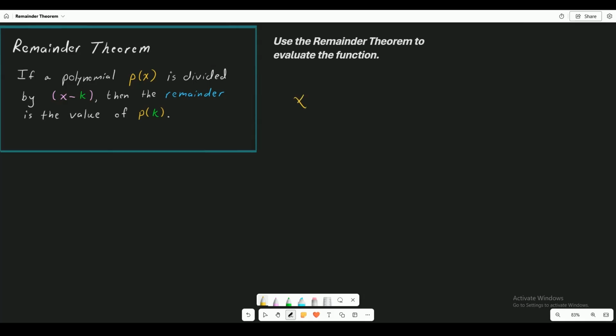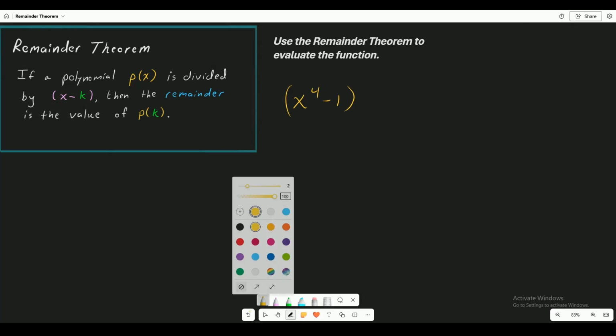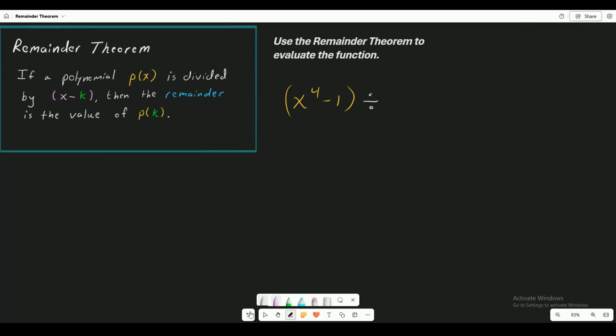So we have x to the 4th minus 1 divided by x minus 4. Is x minus 4 a factor of x to the 4th minus 1? Let's use the remainder theorem to find out, because if it is, then we can find the other factors. In this case, k is equal to 4. Remember, it's only this number, not the minus. Look at the remainder theorem, x minus k. If it was a plus 4, then k would be minus 4. But because it's already minus, we just take the number next to it.